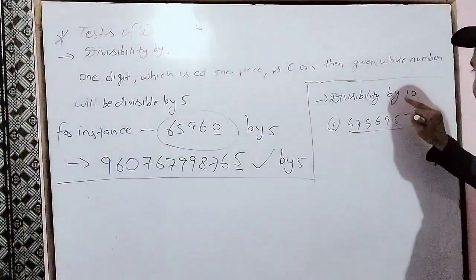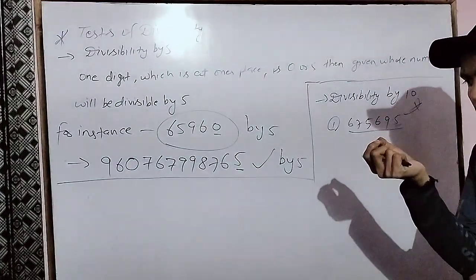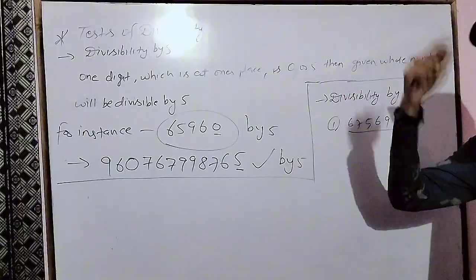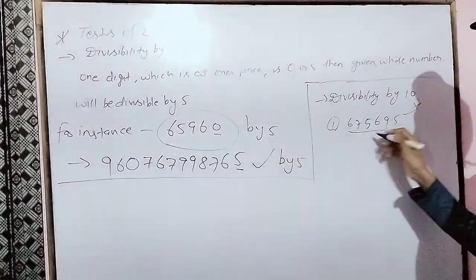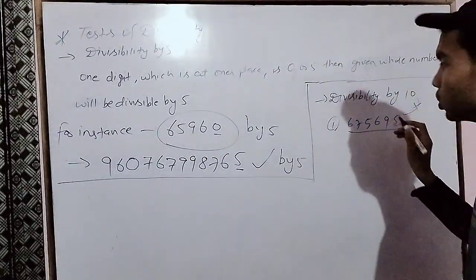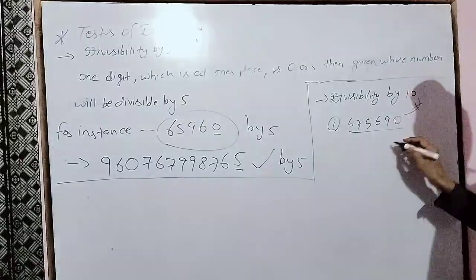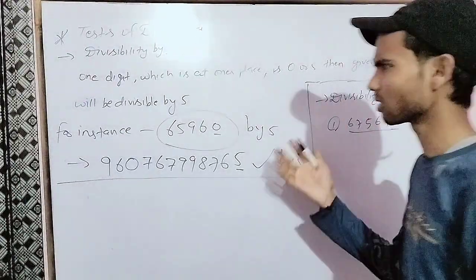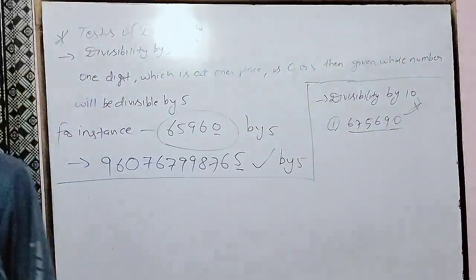It explains that if the number at the ones place is 0, then this whole number will be divisible by 10. Even you can check it. This is the difference between 5 and 10.